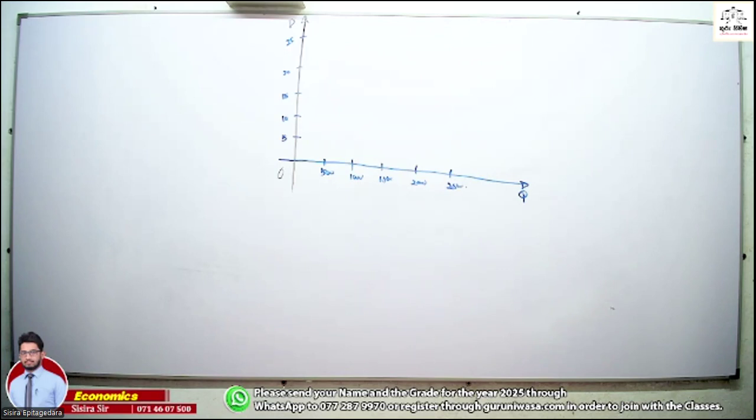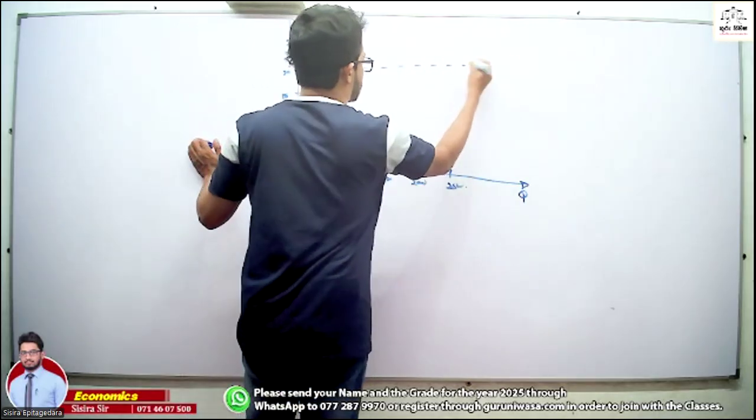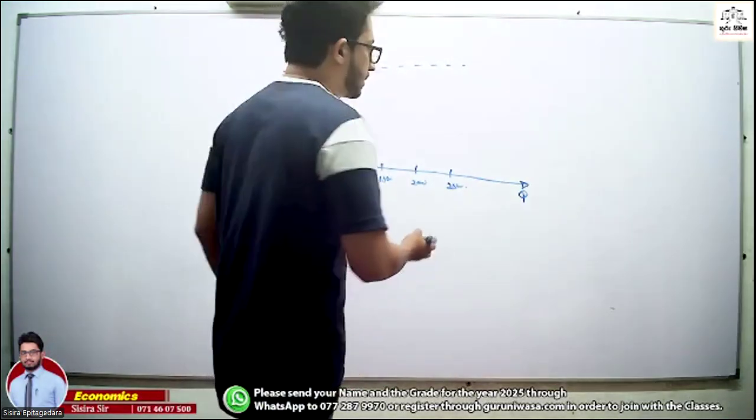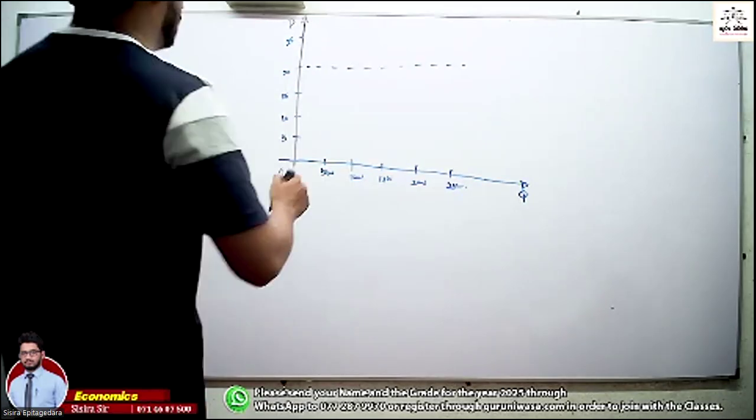Price 20, demand 500. Here's the price. At price 20, demand is 500, right? Sorry, not 2000, 500 here.